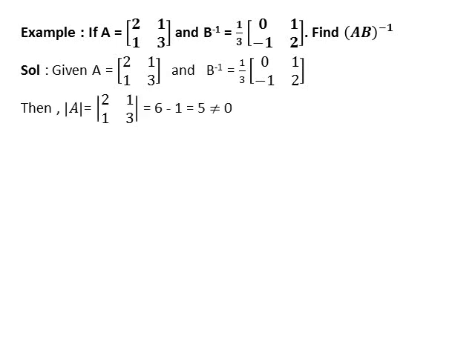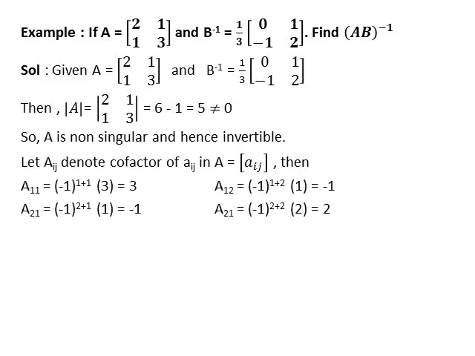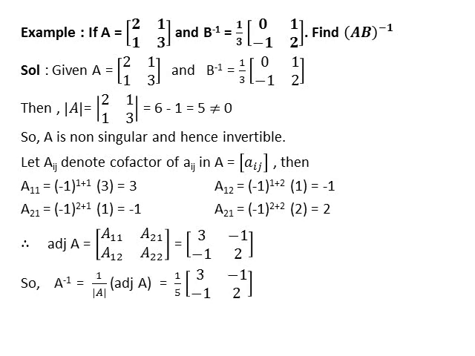For that, first find determinant of A, which equals 5. In the next step, find cofactors of all the elements of A. Then write the adjoint of matrix A. In case of a square matrix of order 2, you can write the adjoint of A directly also by interchanging diagonal elements and changing the sign of non-diagonal elements. In the next step, write inverse of matrix A equals 1 upon determinant of A multiplied by adjoint of A.